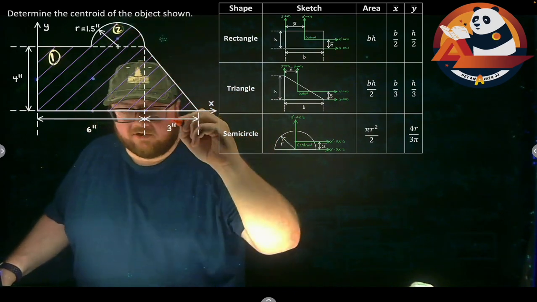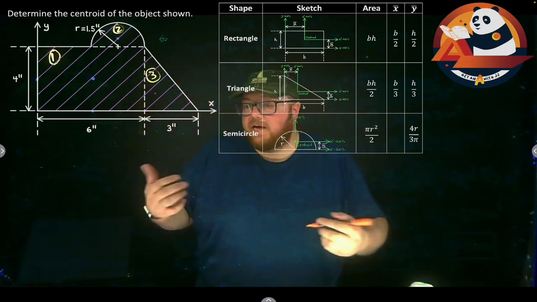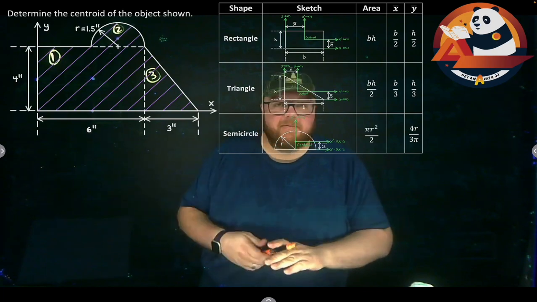2 for the semicircle, 3 for our triangle. 3 shapes, which means I can break it into 3 pieces and work with that.